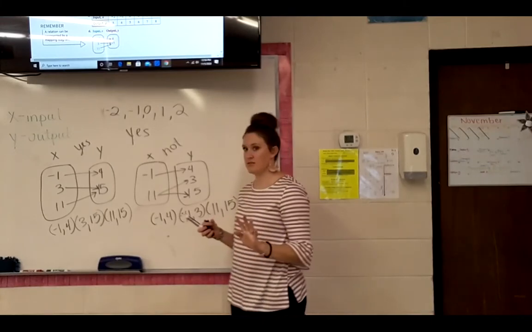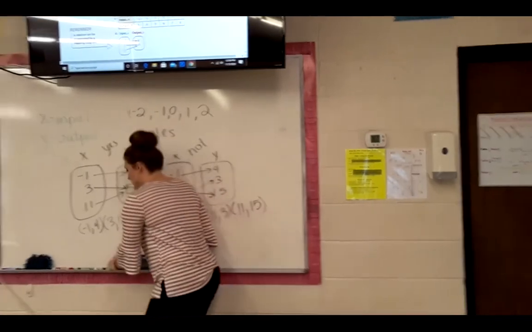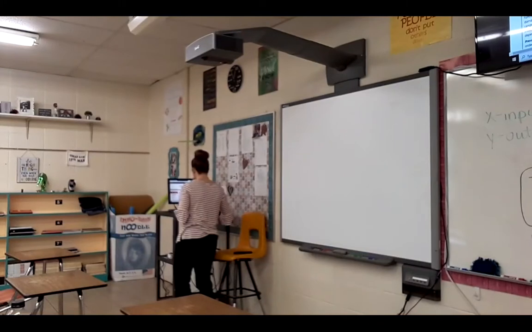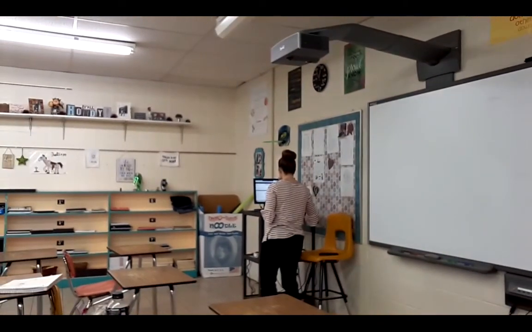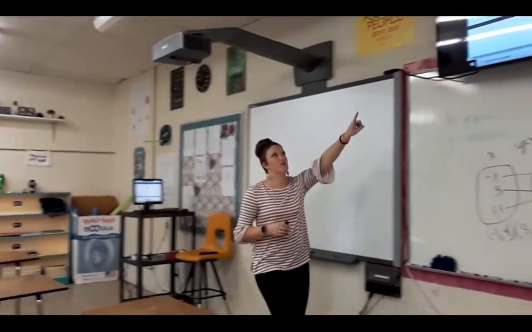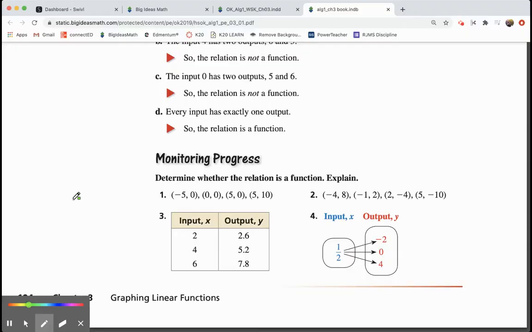So far, so good. Okay, what we're going to look at next is called the vertical line test. Oh, actually, just kidding. I'm going to have you try all 4 of these problems, and then we will go over them together. You're determining whether the relation is a function, and then just tell me why or why not.